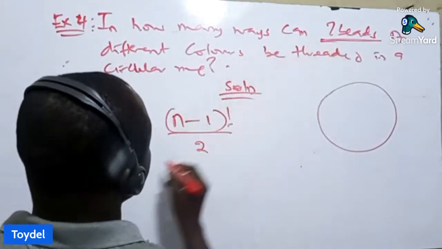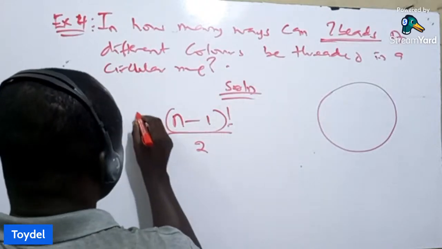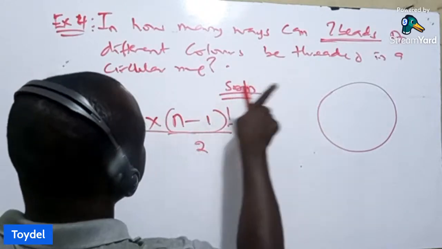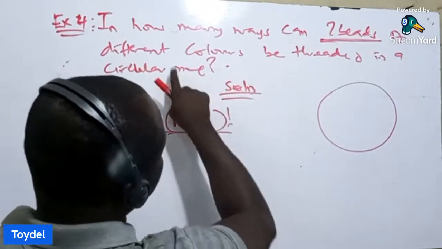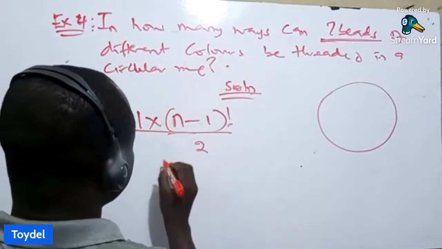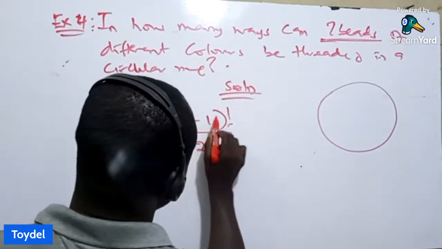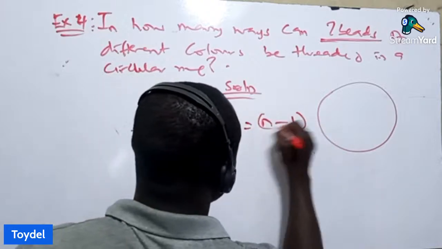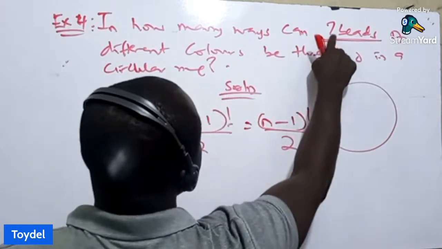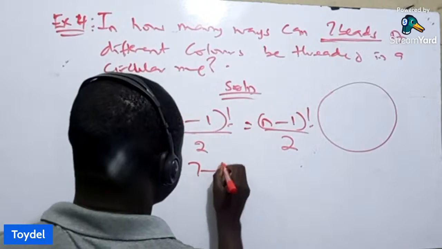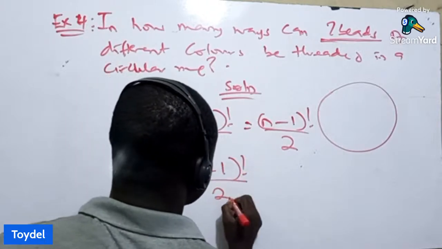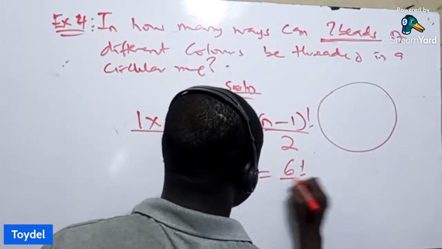So in this case now, the number of ways, in this case we have 7. The number of ways will now be 1 multiplied by n minus 1 factorial divided by 2, because in this case now there are different colors. So how many beads do we have? 7. That will be 7 minus 1 factorial divided by 2. Then that will be 6 factorial divided by 2.